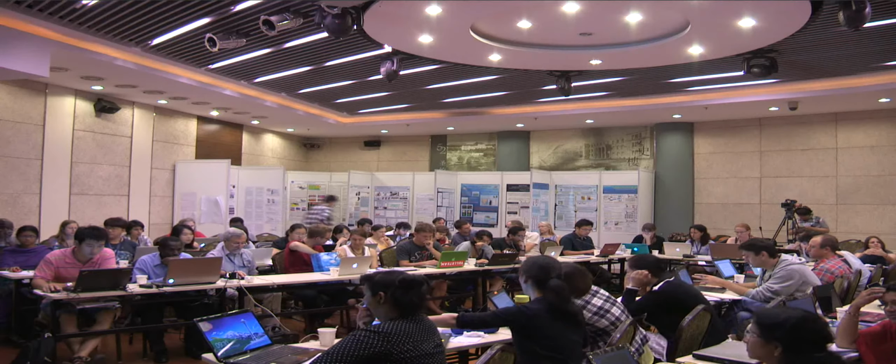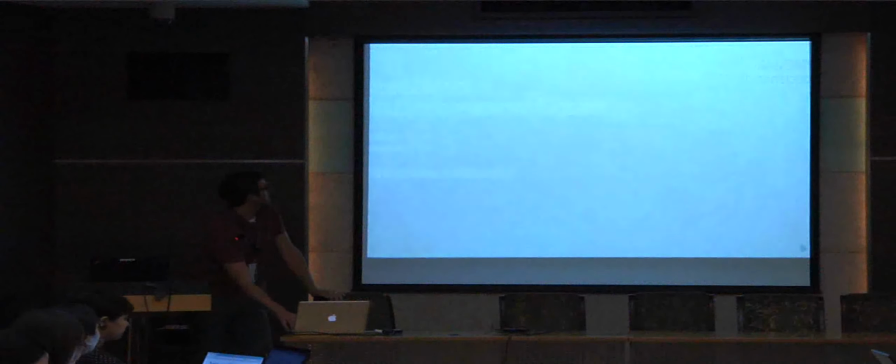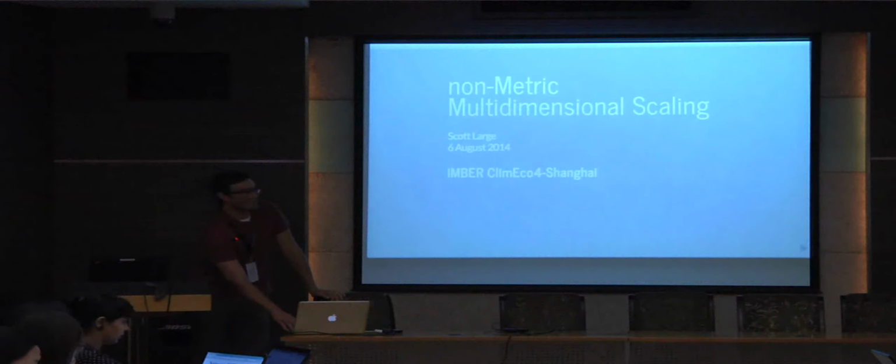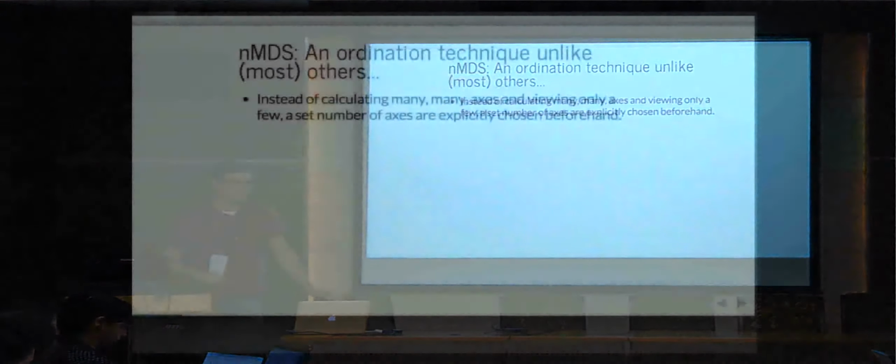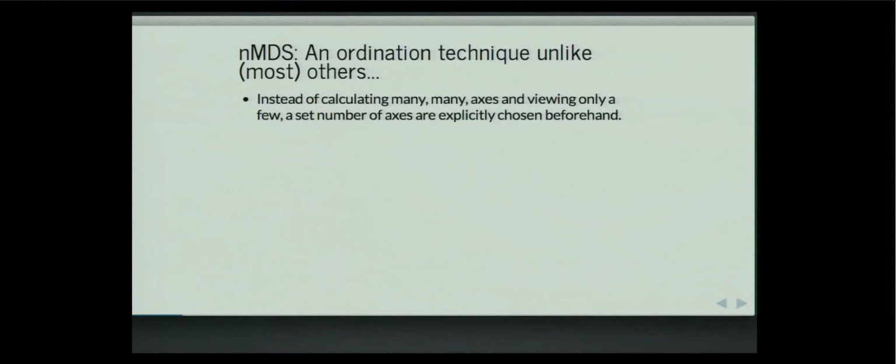Okay, so I'm just going to briefly go over non-metric multidimensional scaling. It's an ordination technique, a little bit different from PCA and some of the other ones that Beth went over. Instead of calculating a bunch of different axes straight up, you have to specify how many axes you're interested in. So you explicitly choose how many combinations you're interested in beforehand.